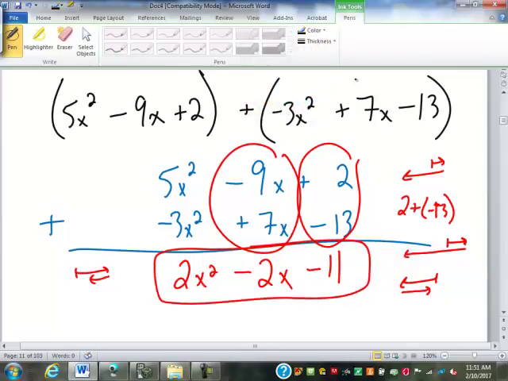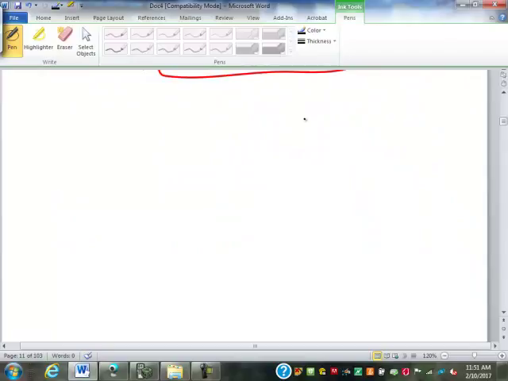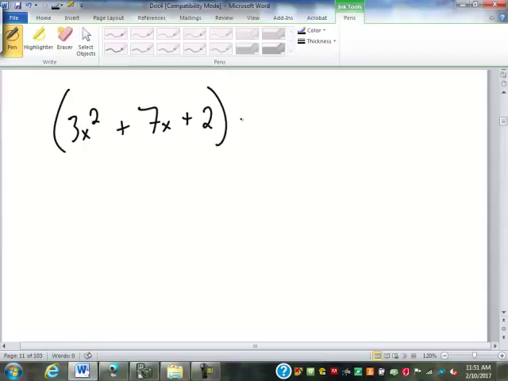So the addition isn't really that much more difficult with the negatives. Subtraction is where the negatives really kind of cause some issues. Now I'm going to start out with this first one, being all positive digits.